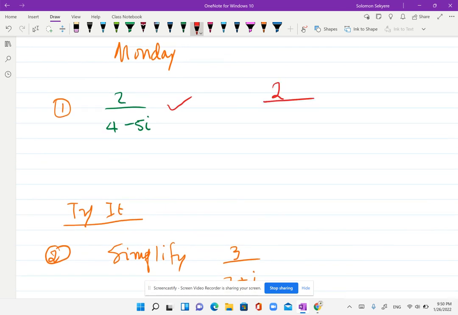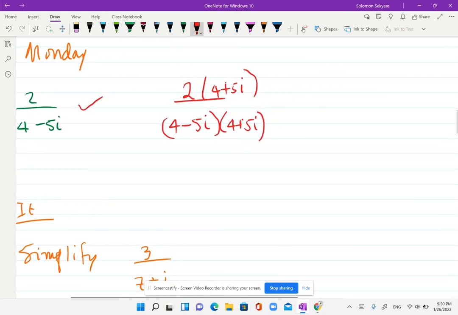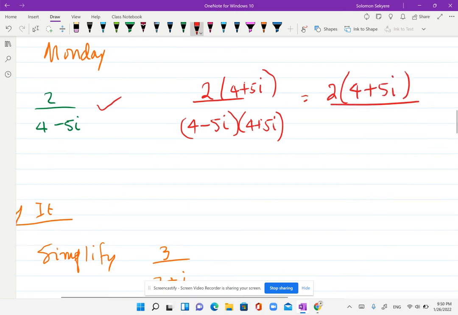Okay, so we do not leave the complex number in the denominator. What we do is we multiply both the top and the bottom by the conjugate of the denominator, 4 plus 5i. See that? If I do that, I haven't changed anything. I multiply both the top and the bottom by the same thing. When I do that, I'm able to get rid of the complex number at the bottom.